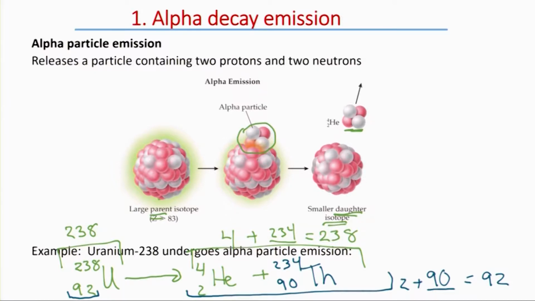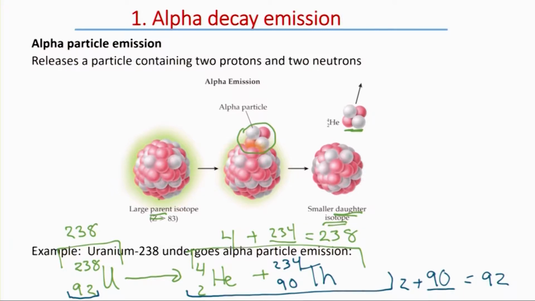So you put the parent on the left-hand side, and then on the right-hand side, you drew the alpha particle symbol, and then you had to just do a little bit of simple math to make sure that the mass number and the atomic number added up so that you got the same on both sides. Look at the periodic table to figure out that the daughter isotope was thorium-234. All right, so that's one type of decay.